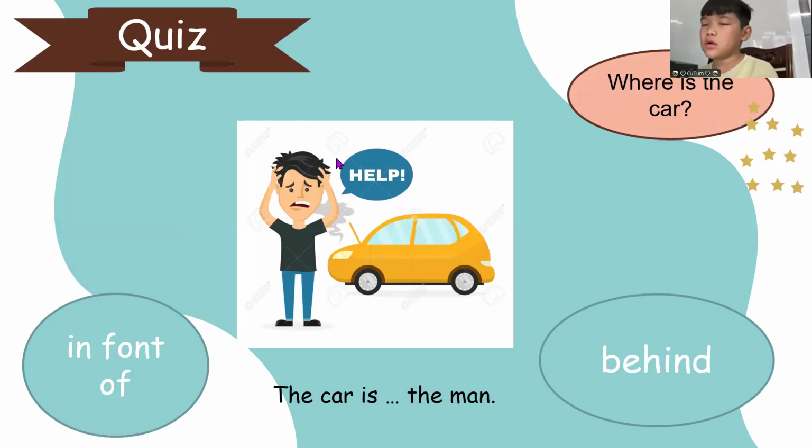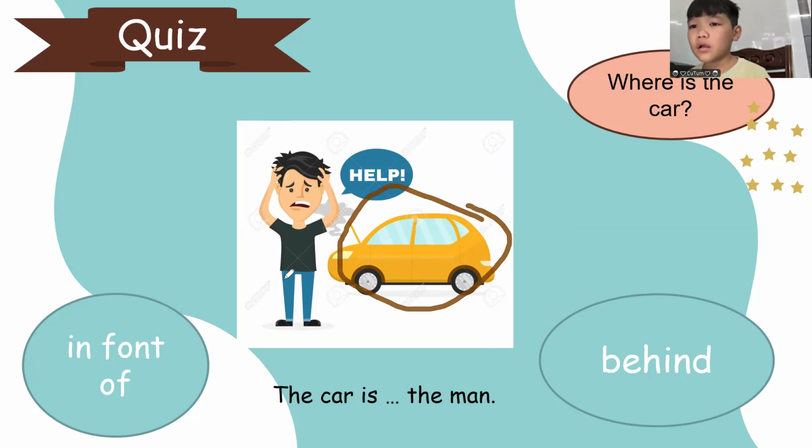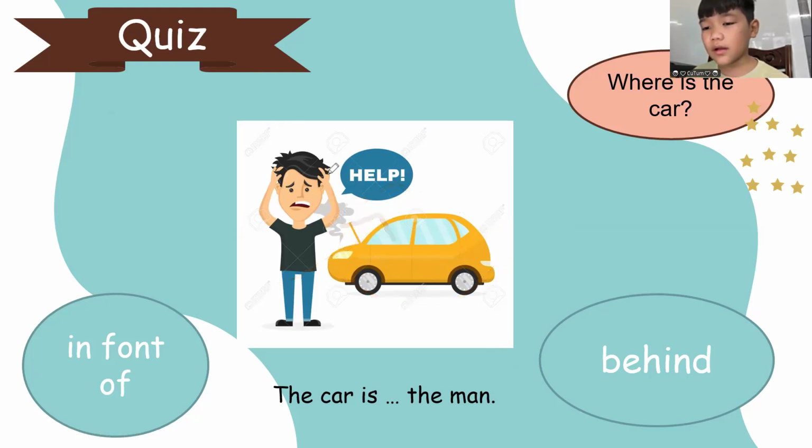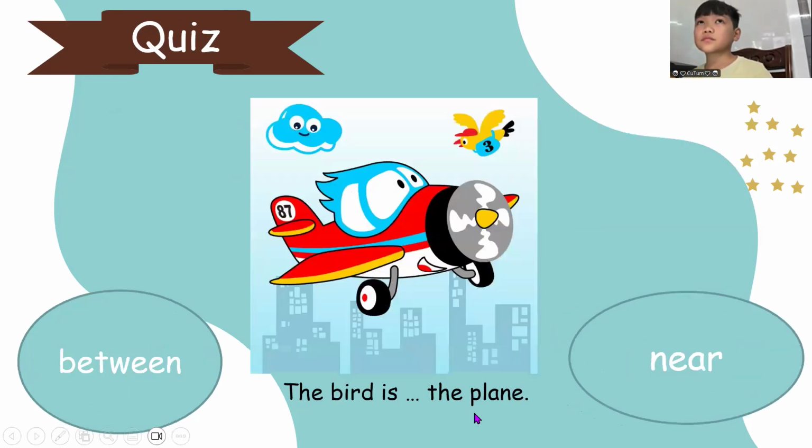Okay, now look. Where is the cat? The cat is behind the man. Very good. Okay, now look, where is the bird?